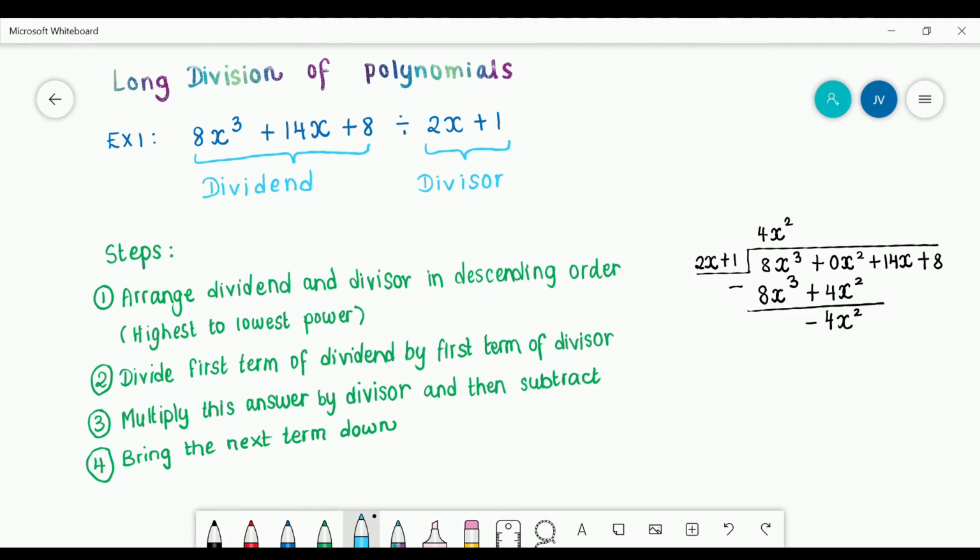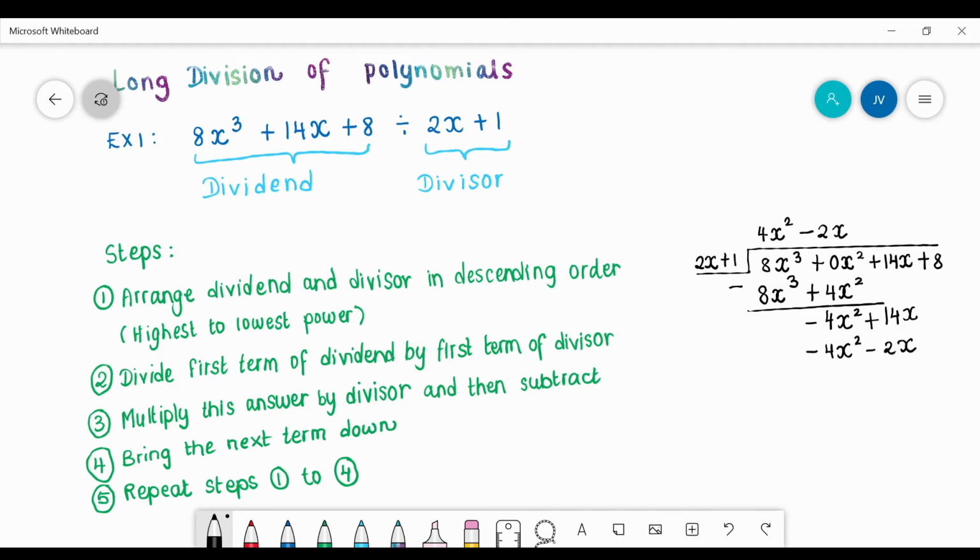Step 4, bring the next term down. So we bring plus 14x down. We have minus 4x squared plus 14x. Step 5, repeat steps 1 to 4. So our minus 4x squared, we divide it by 2x to get minus 2x. And then minus 2x times 2x plus 1, giving minus 4x squared minus 2x.